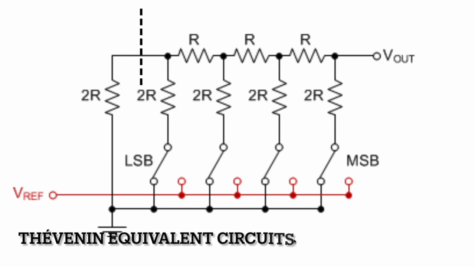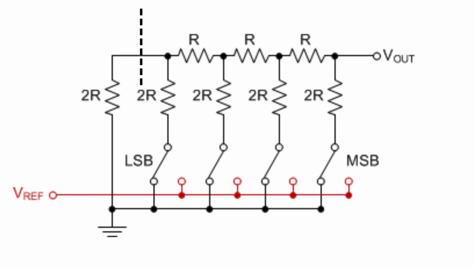A key concept in the R2R DAC is the Thevenin theorem by Leon Charles Thevenin, which states that it is possible to interrupt a circuit anywhere as long as it only contains linear elements such as resistors, voltage, and current sources, and replace the resistors and voltage sources with a single voltage source and resistors.